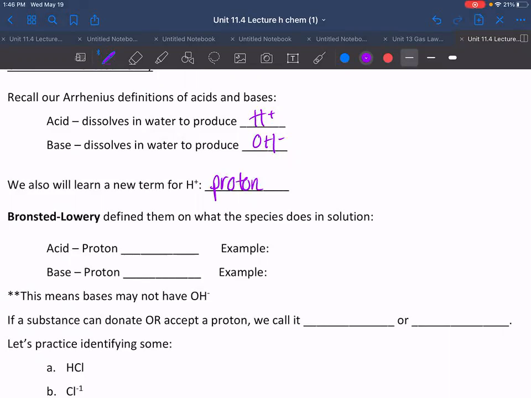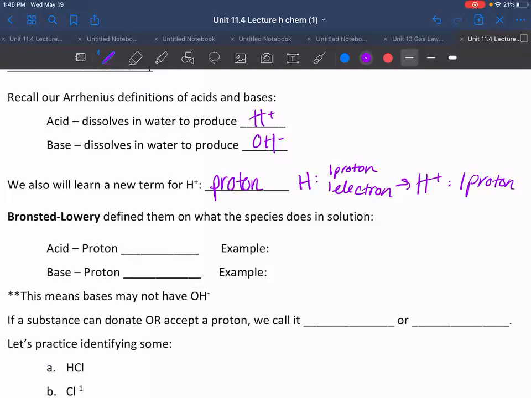And that may seem kind of silly to you. You're like, wait, that's a subatomic particle. But if you think about a hydrogen atom and break it down, it consists of one proton and one electron. Now, if it gives up its electron and becomes H plus, all it is is one proton. So H plus is a proton, so we're going to refer to it as such.